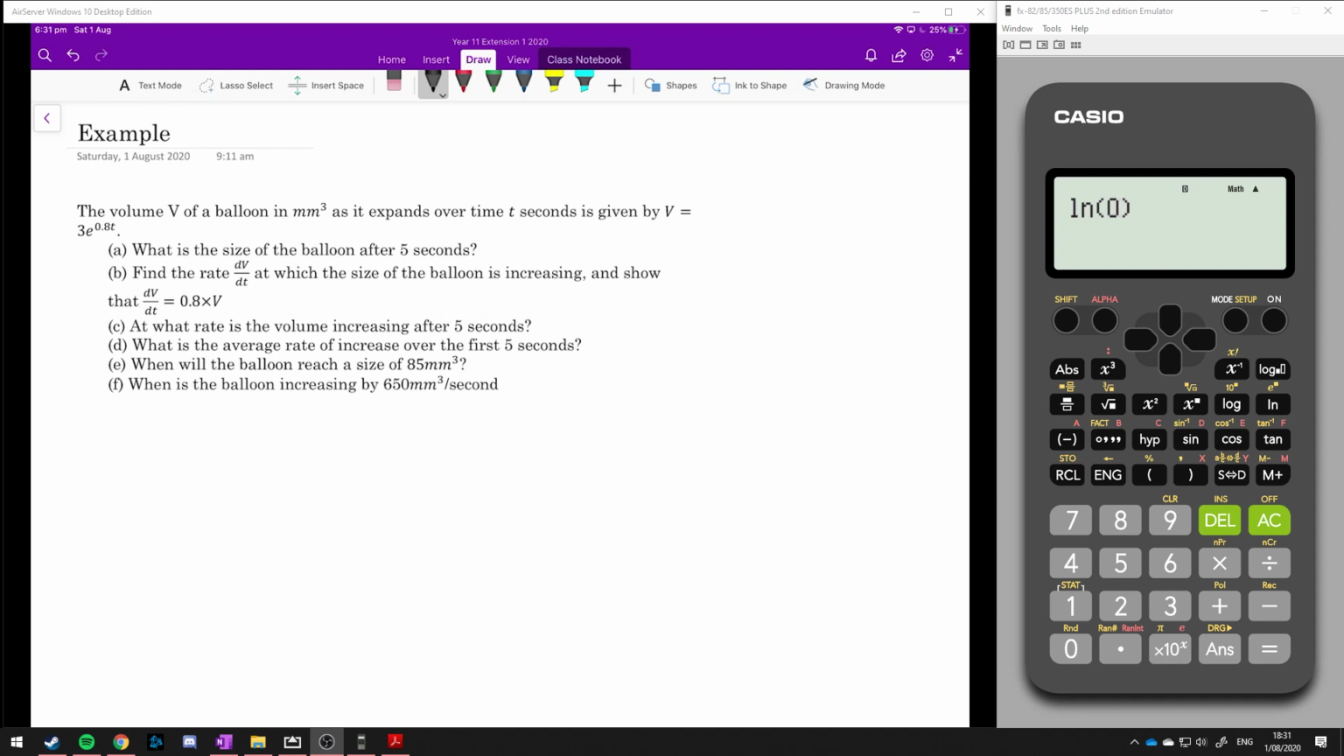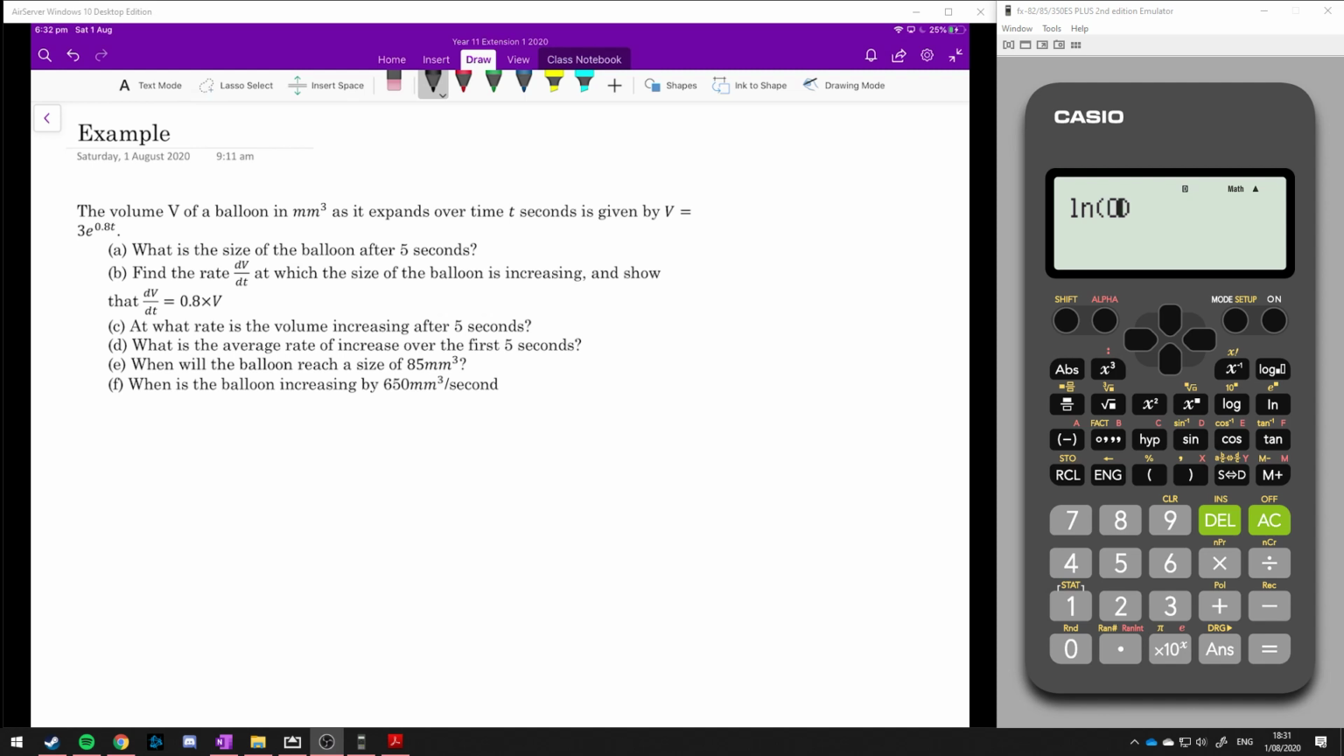What is the rate, so dV/dt, at which the size of the balloon is increasing, and show that dV/dt is equal to 0.8 times V? At what rate is the volume increasing after 5 seconds? What is the average rate of increase over the first 5 seconds? When will the balloon reach a size of 85 millimeters cubed? And when is the balloon increasing by 650 millimeters cubed per second?